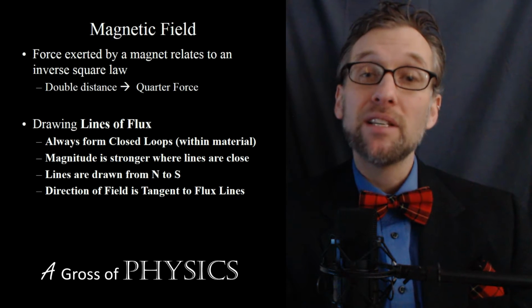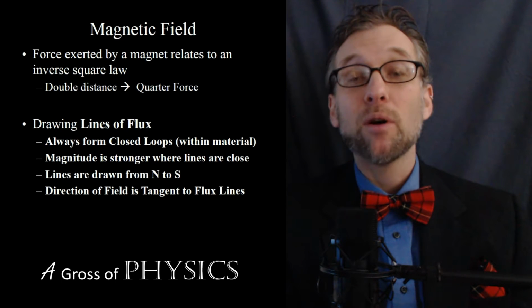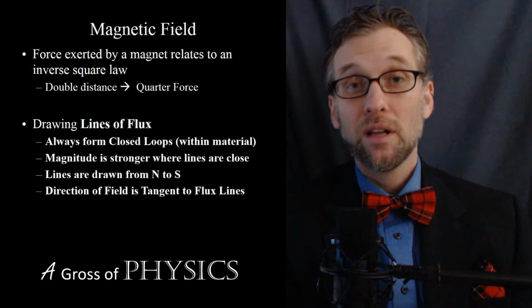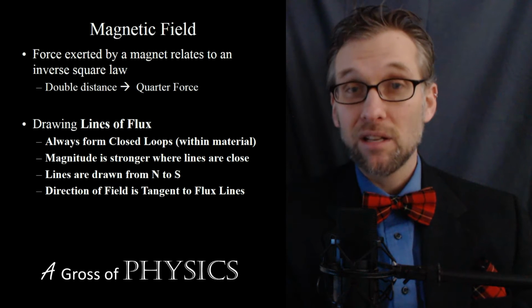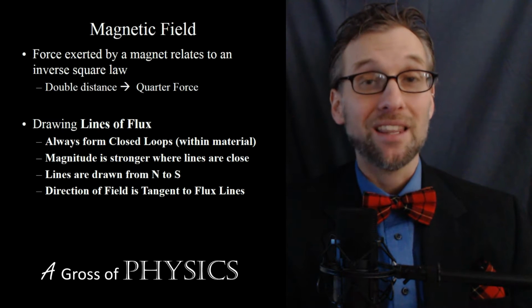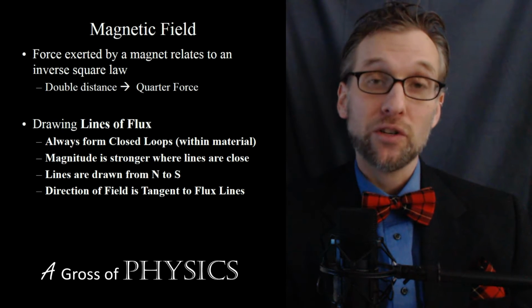In fact, if I double the distance away from a magnet, I'm going to decrease the force that that magnet exerts by 1/4. So if I triple the distance, it's 1/9. If I quadruple the distance away, it will be 1/16. So it's an inverse square relationship.